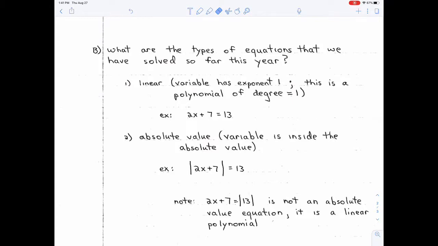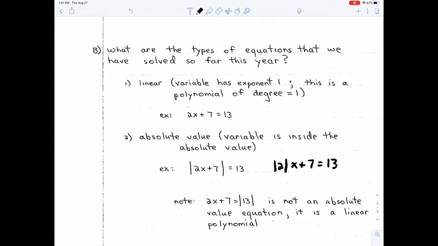And there's no other math symbols around it. So, for instance, the second one here is an absolute value equation, and we've dealt with those absolute value equations. Okay, there's a variable inside the absolute value. Okay, again, I want to emphasize, just having an absolute value in a problem doesn't make it an absolute value equation. If this was the problem, this would be a linear equation. There would only be one answer to it.